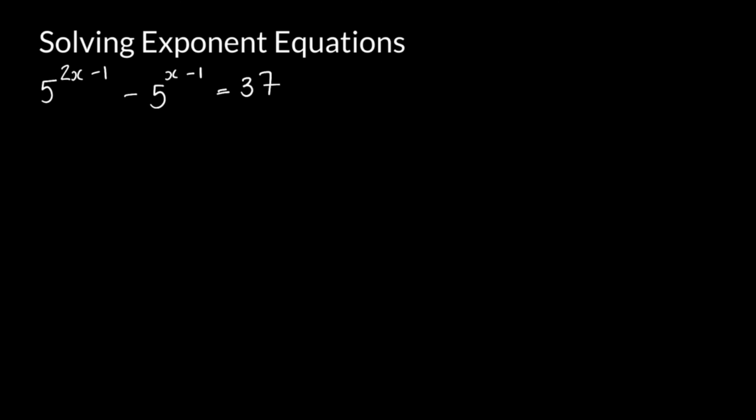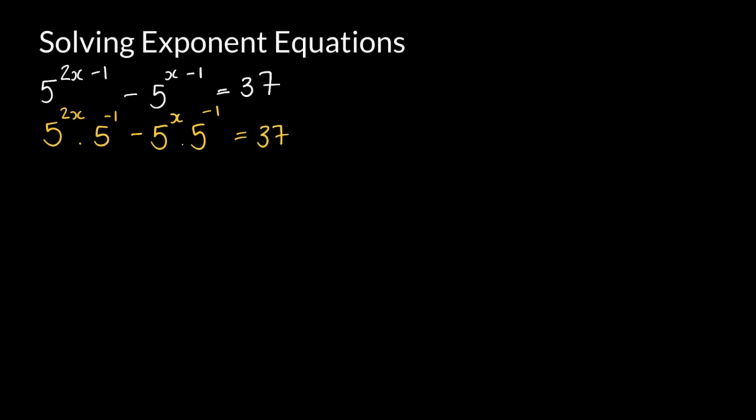Okay, so the first couple of steps that you've got, you're absolutely correct. What we're going to do here is rewrite this as 5 to the power 2x multiplied by 5 to the power negative 1, and we're going to do that with the rest of them as well, right? So we're going to end up with 5 to the power 2x multiplied by 5 to the power negative 1 minus 5 to the power x multiplied by 5 to the power negative 1 is equal to 37.